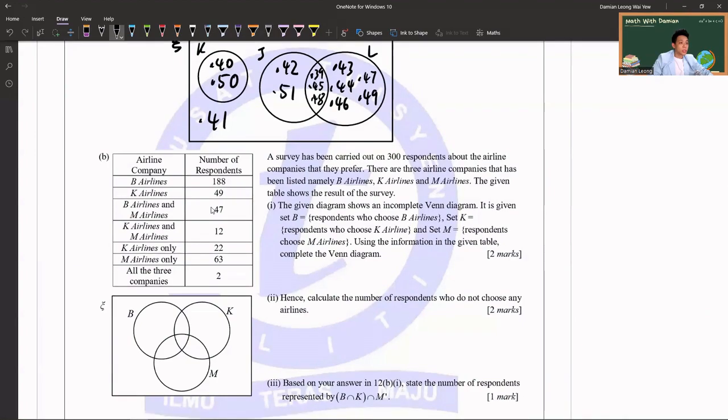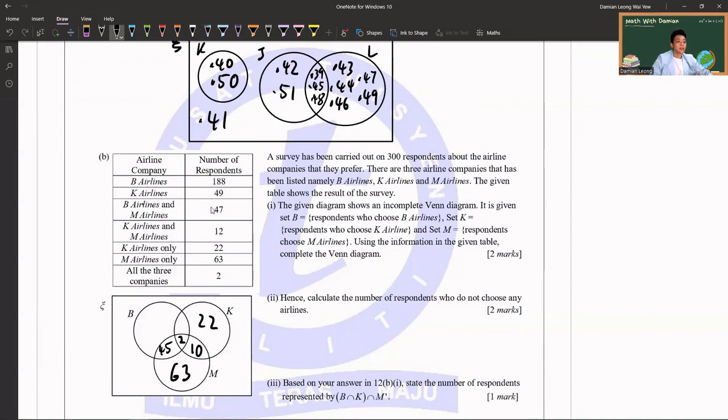So all three companies respondent, there are 2. So here 2. K Airlines only 22, M Airlines only 63 here. K and M Airlines, so means these 2 parts add together, 12. So if 2 here means this should be 10. B and M Airlines here should be 47. So there's 2 here, so 45.